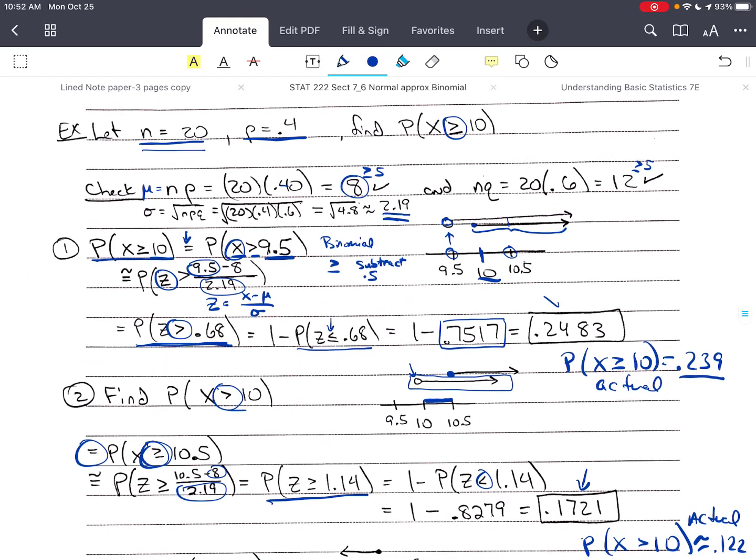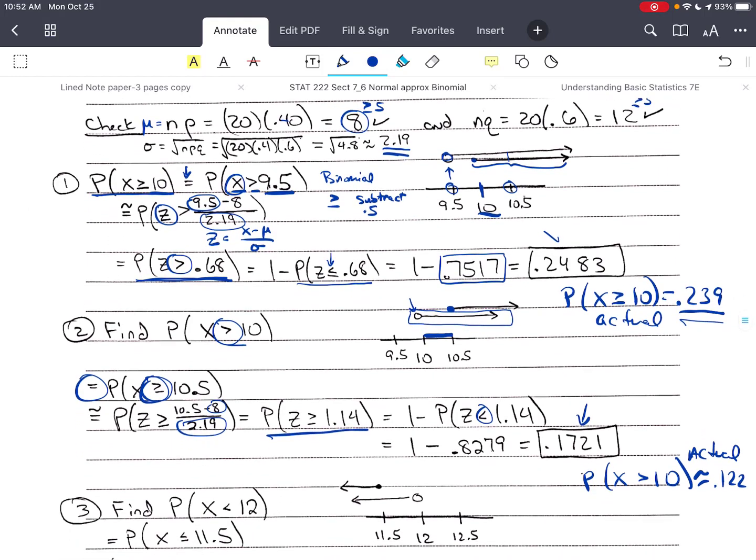Now the actual here is not as good of an approximation. The further we move away from the mean, the less accurate the approximation is, I guess I should say. So the actual here is 0.122. So there's a 0.05 difference, and so for whatever reason this is not as good as our earlier less than or equal to.